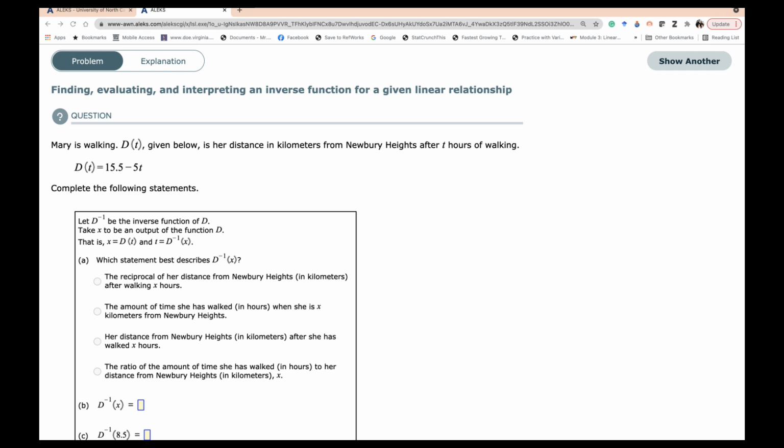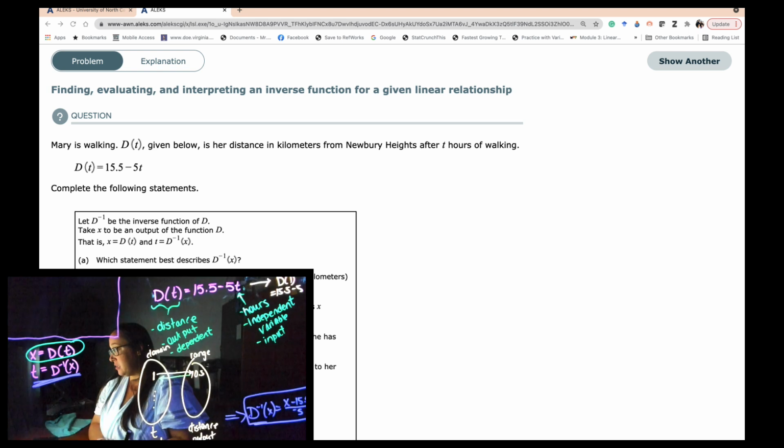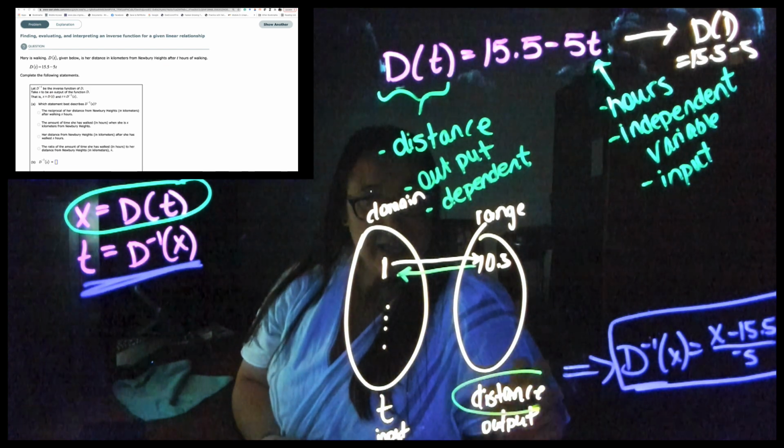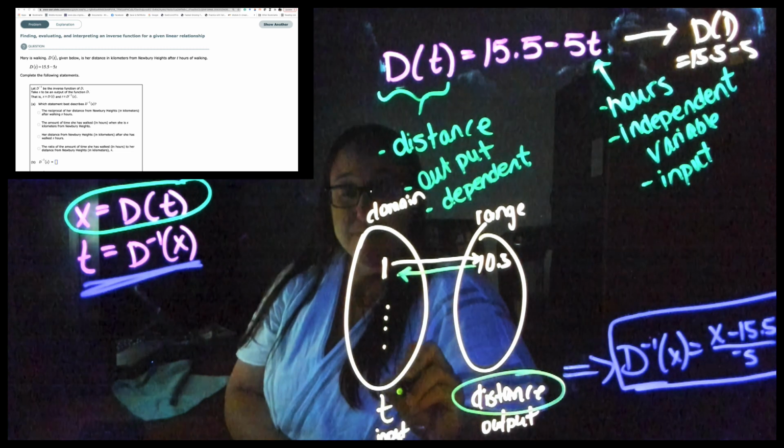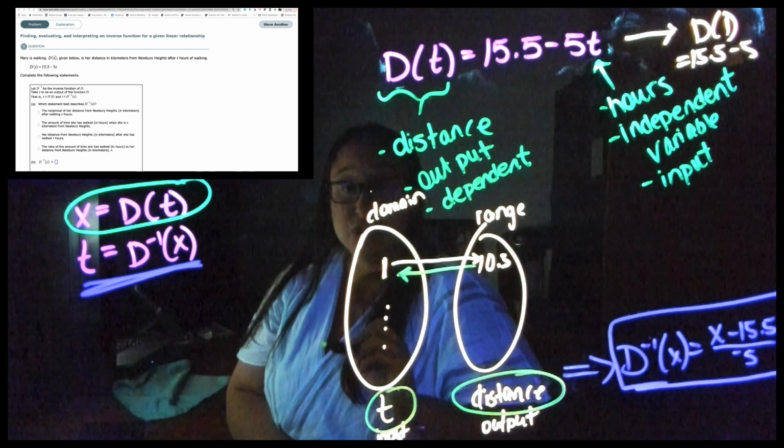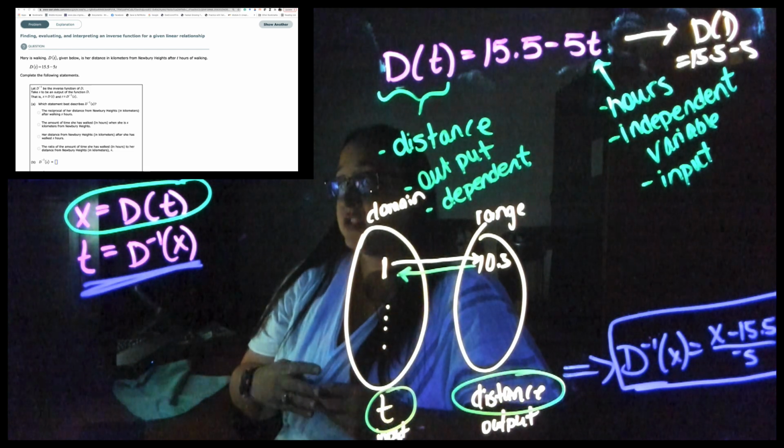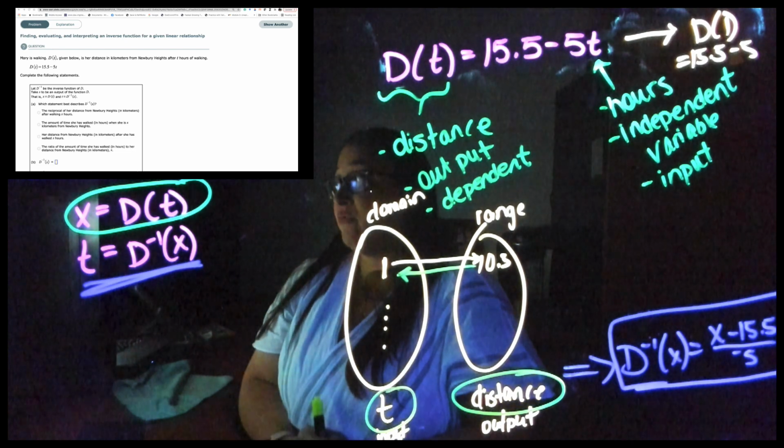Knowing that, if I look at part A, which one of those would explain what I just said? The reciprocal of her distance from Newberry after walking x hours. No. It says the amount of time she has walked in hours when x kilometers from New Bern Heights. I think that is my answer, because my distance, x, is my input, my output is my time. So you really have to draw this out and think about it. So I'm going to say B as the first part of the answer.